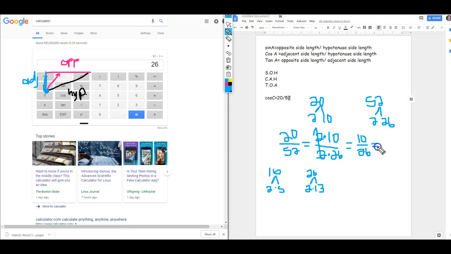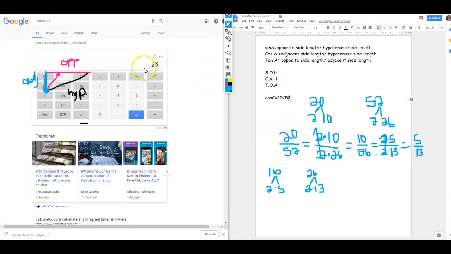So when I rewrite this, I could rewrite 10 as 2 times 5. And 26 I can rewrite as 2 times 13. And since 2 divided by 2 can reduce down to 1, I'm left with simplest form is 5/13.